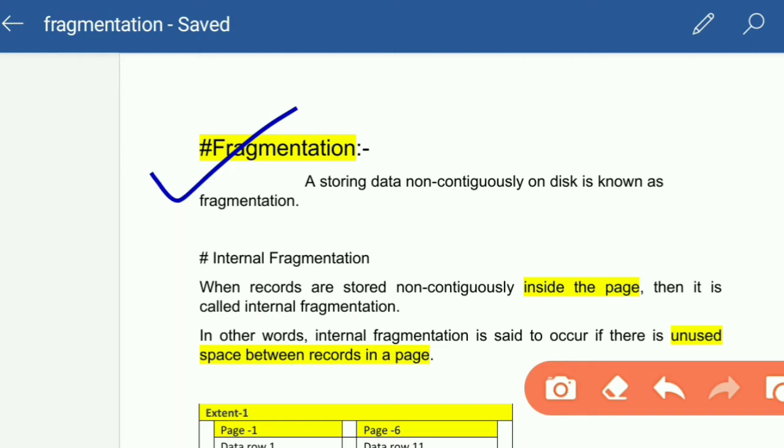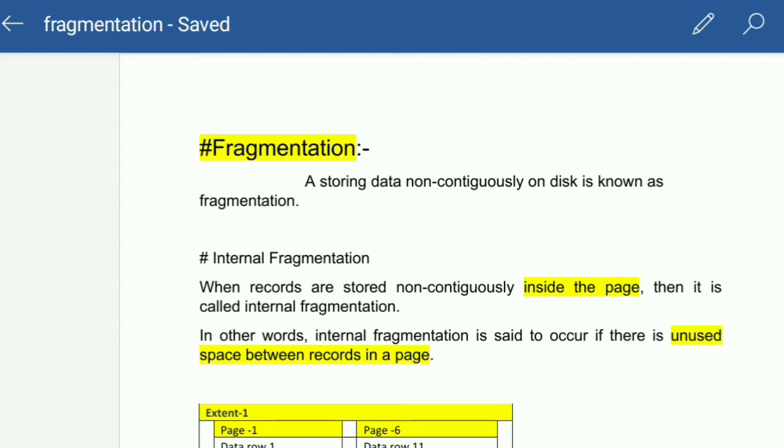Now we have two types of fragmentation. One is internal fragmentation and the other is external. We'll look at them one by one. What is internal fragmentation? Basically, when records are stored non-contiguously inside the page, it's called internal fragmentation. In other words, internal fragmentation is said to occur if there is unused space between records in a page. Highlight this line: unused space between records, right?